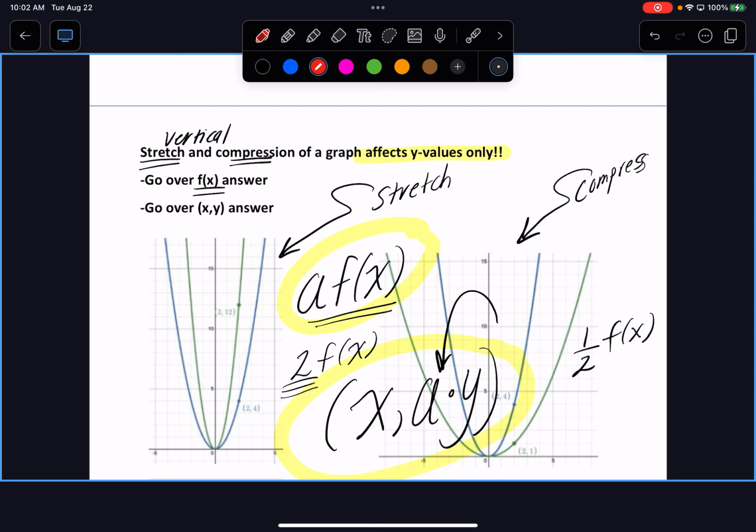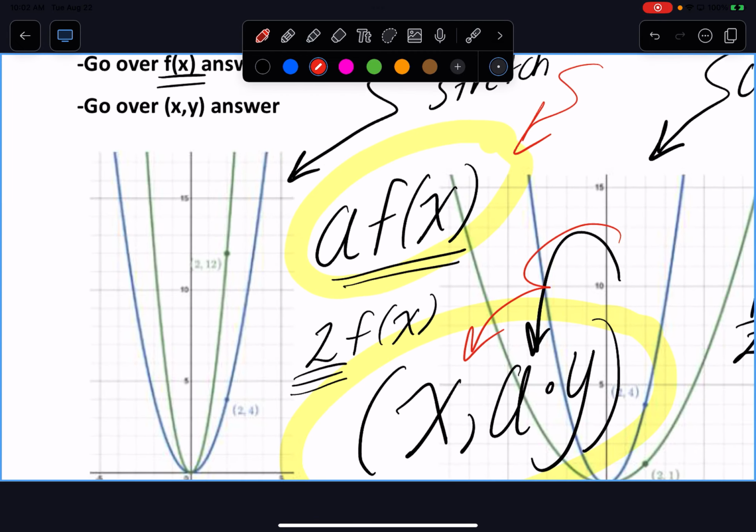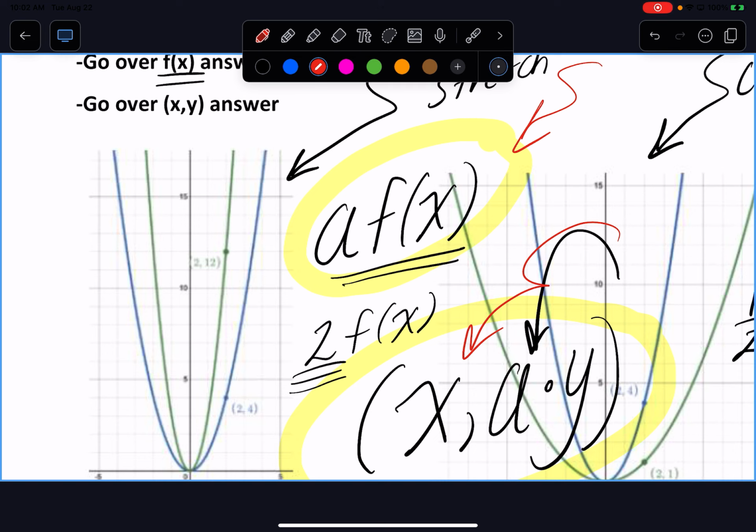So we have basically the f of x answer right here, the xy answer right here, and we know it affects our y values only. Okay, I'm going to zoom in on this parabola right here. So blue became green. So everybody look. If this was the blue point and it now became this point, did the x's change? No, that's what I told you would happen. What happened to the y values though? How did you get from 4 to 12? By multiplication. We times by 3. So we would answer it as follows.